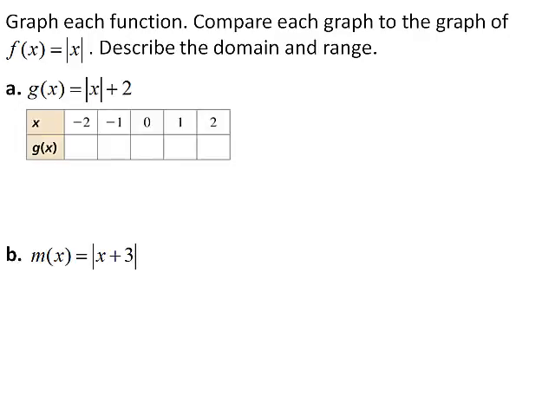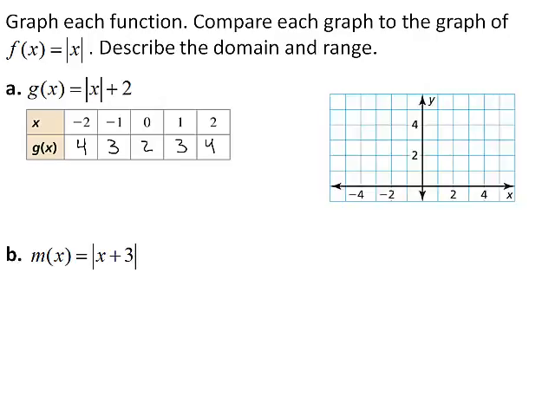Substituting negative 2 for x in the function g gives g of x equals 4. Similarly, when x equals negative 1, g of x equals 3. When x equals 0, g of x equals 2. When x equals 1, g of x equals 3. And when x equals 2, g of x equals 4.